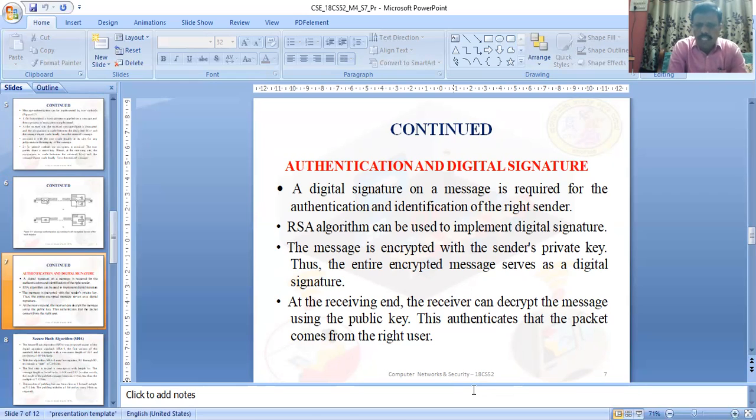This authenticates that the packet comes from the right user, because the public key is taken from a key distribution center or a public registry, where it is available. At the receiver side, the opposite person's public key is taken. So this authenticates that the packet comes from the right user.